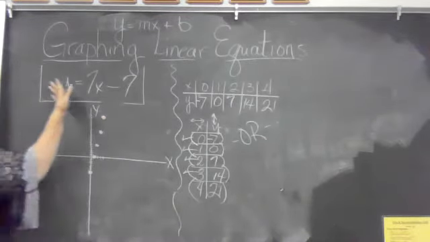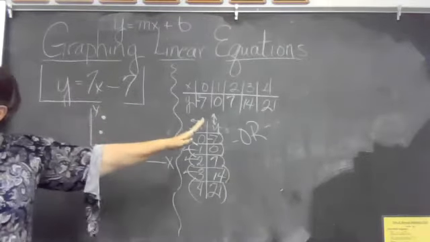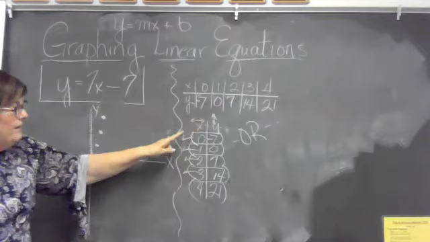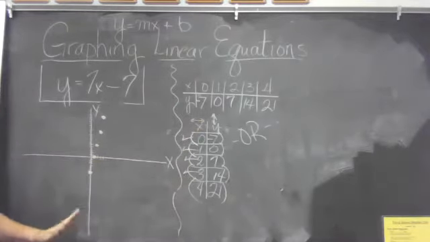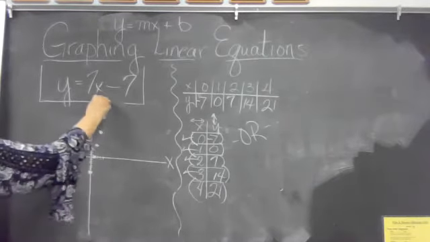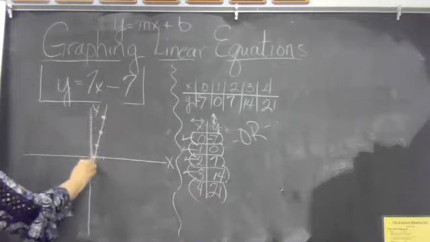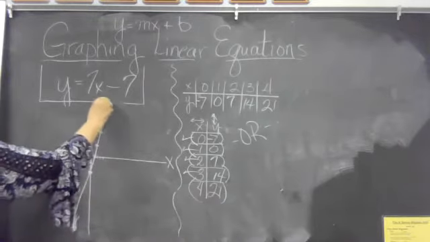So after you have solved this for y, then you use this to fill out your t-chart, and then you plot your points. You should have a straight line. Notice if I drew a line, I'm not very good at freehanding straight lines. I have a student in here who is very good at that.